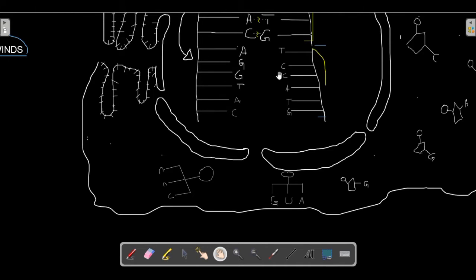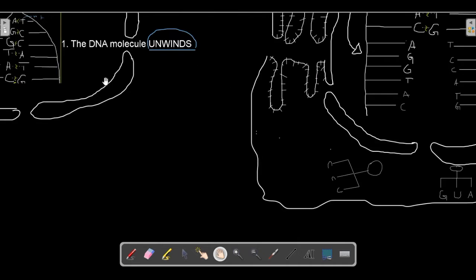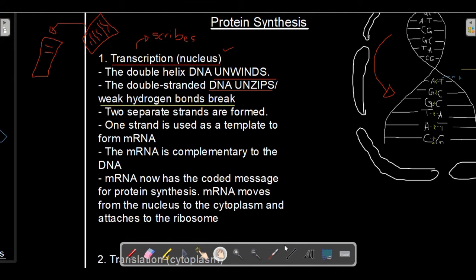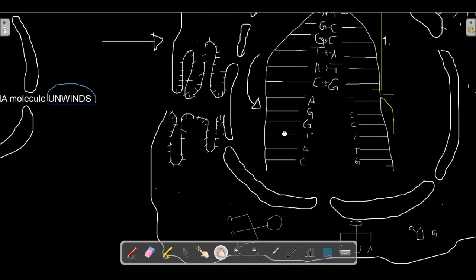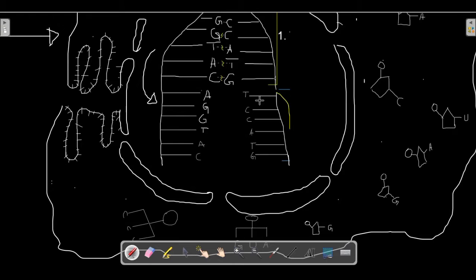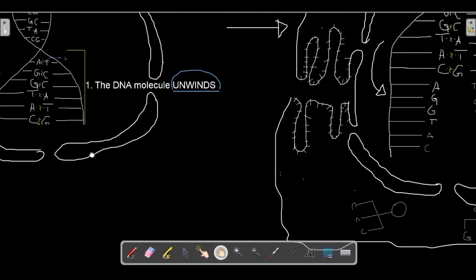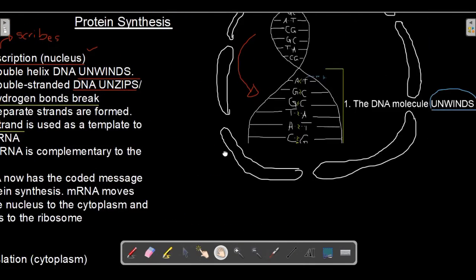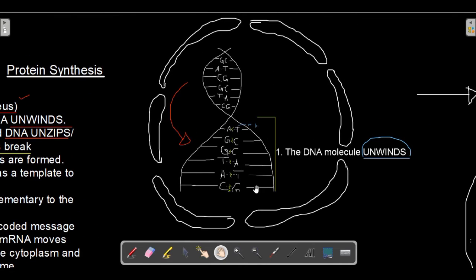In DNA replication, we said that both of these act as a template. But for protein synthesis, what actually happens is that one strand is used as a template, not both of these. One of these will act as a template. The other will not be involved. So we are only using one strand in protein synthesis to form the mRNA. That's the goal. We want to form the mRNA in the nucleus.